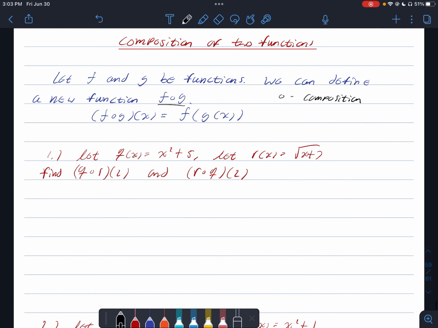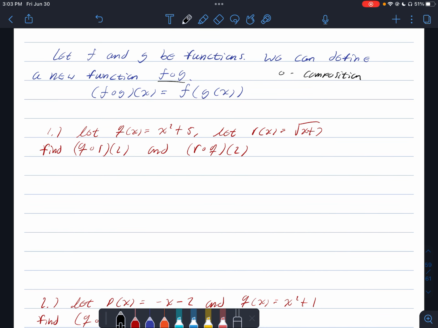Let's let q of x equal x squared plus 5, and let's let r of x equal the square root of x plus 7. We want to find q composed with r of 2 and r composed with q of 2. So let's do q composed with r of 2. This is equal to q of r of 2. Whatever the value of r of 2 is going to be our input for q.